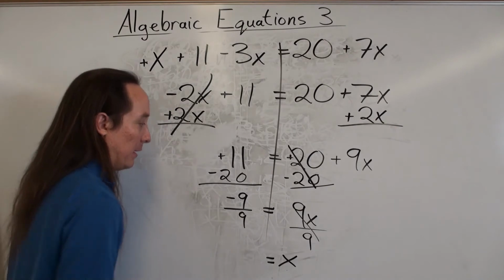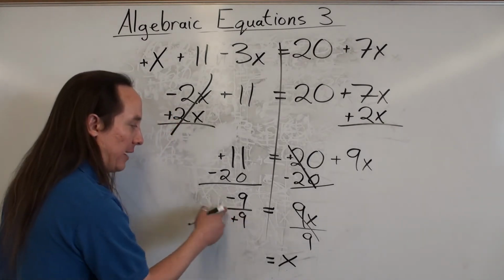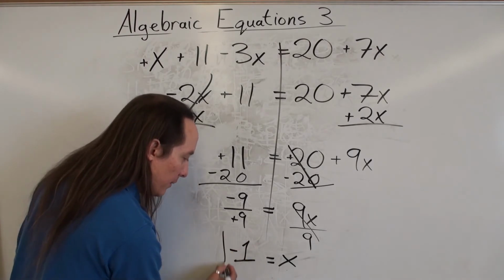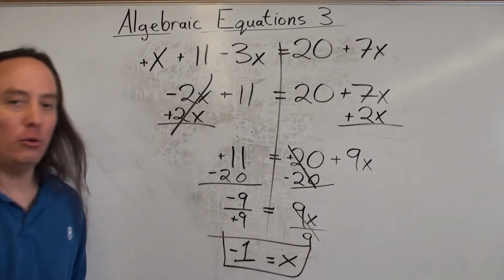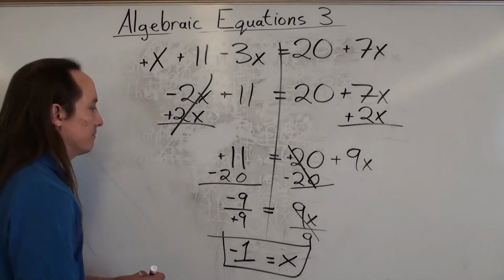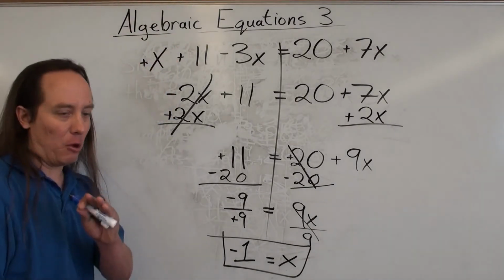Okay, it'll be equal to negative 1. Remember that. Now we're dividing, so negative divided by a positive is a negative. Negative 1. Okay, cool. That's it. I'm done for the moment.